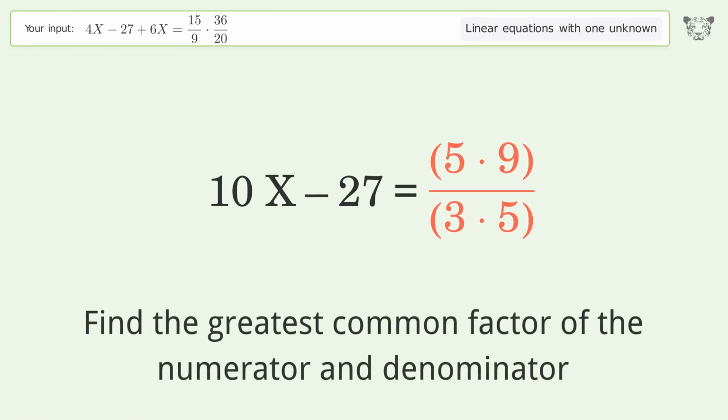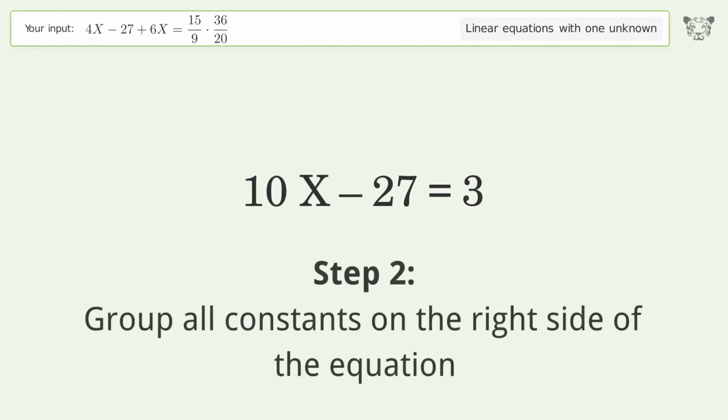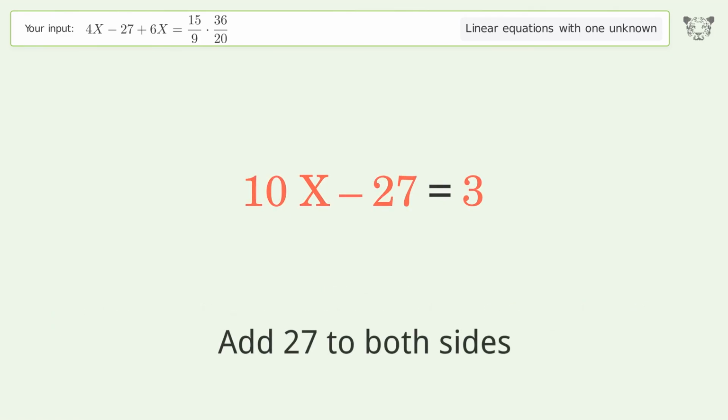Find the greatest common factor of the numerator and denominator. Factor out and cancel the greatest common factor. Group all constants on the right side of the equation. Add 27 to both sides.